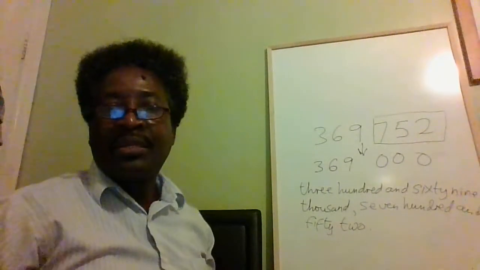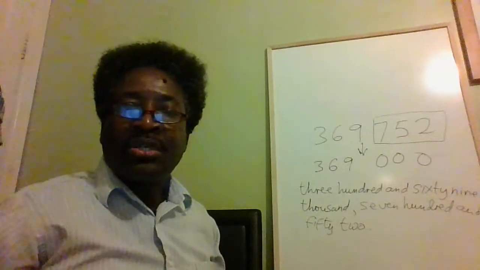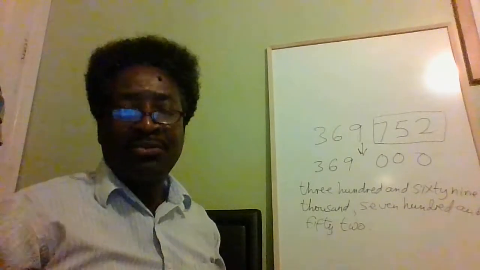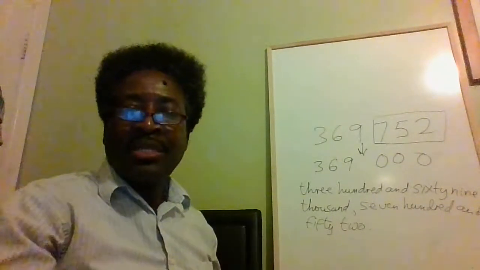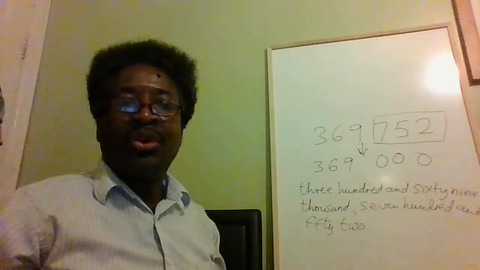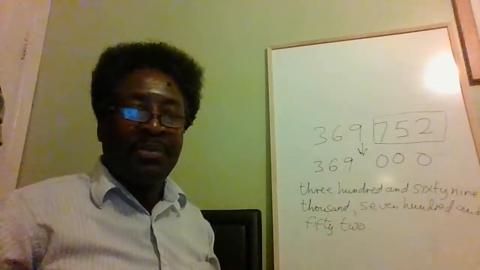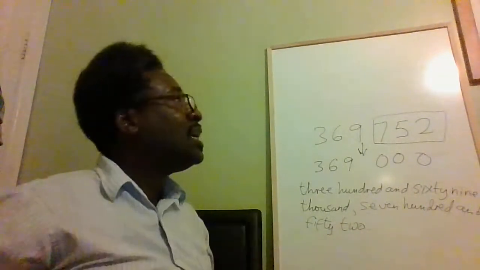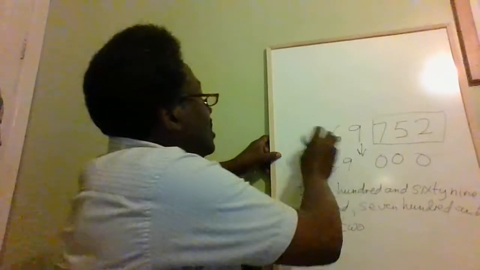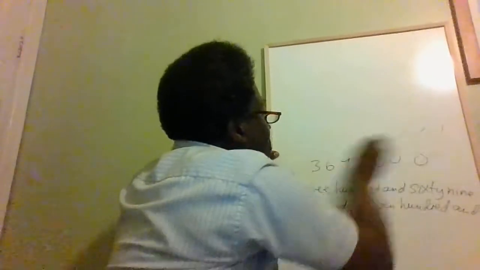Practice makes perfect. So you just give yourself any random 6-digit numbers and write them in words. In the previous lessons, give yourself any random 5-digit numbers, write them in words. Just look at my videos and you'll be able to write them in words. Let's do another random 6-digit number.